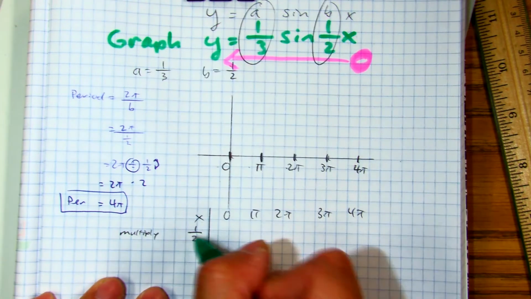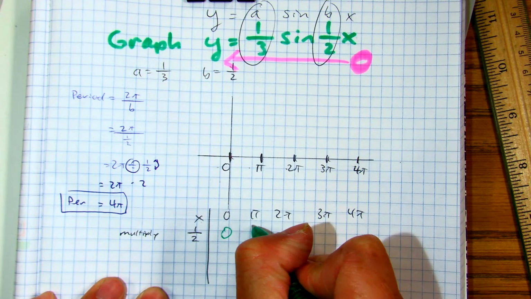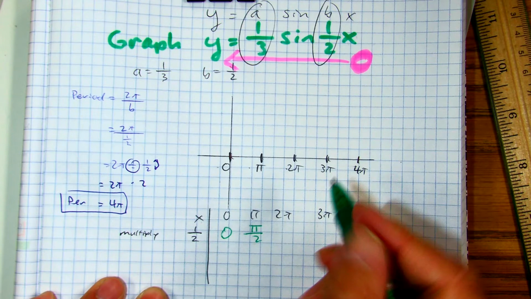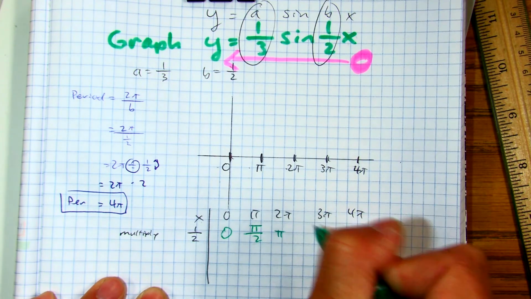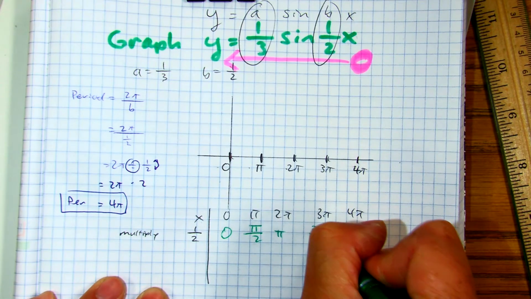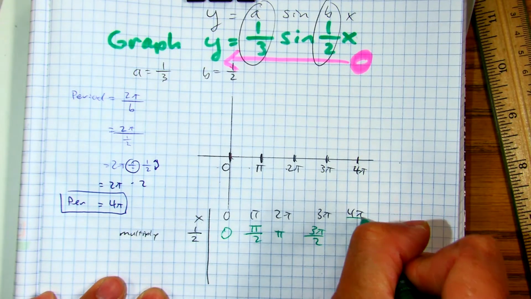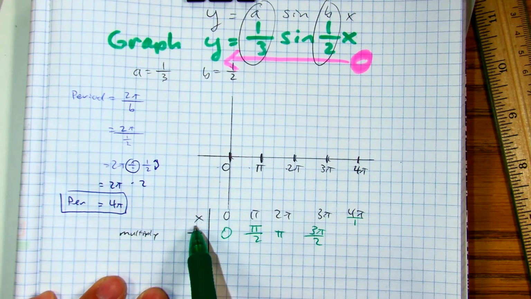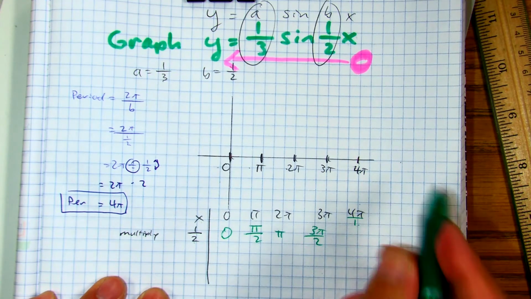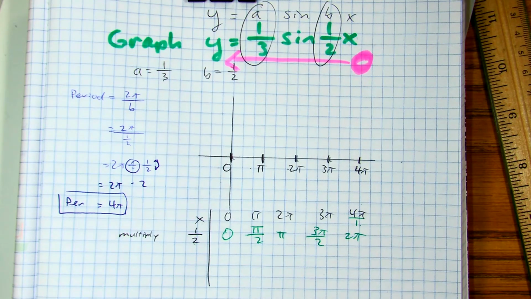Brian, 1/2 times 0. Pi times 1/2. 1/2 pi or pi over 2. 1/2 times 2 pi. 2 pi over 2, which is pi. 1/2 times 3 pi. Good. And 1/2 times 4 pi. Remember, class, 4 is just a fraction, 4 over 1. He's multiplying 1 times 4, which is 4 pi. 2 times 1 is 2, so 4 pi divided by 2 is 2 pi. Good job, Brian.